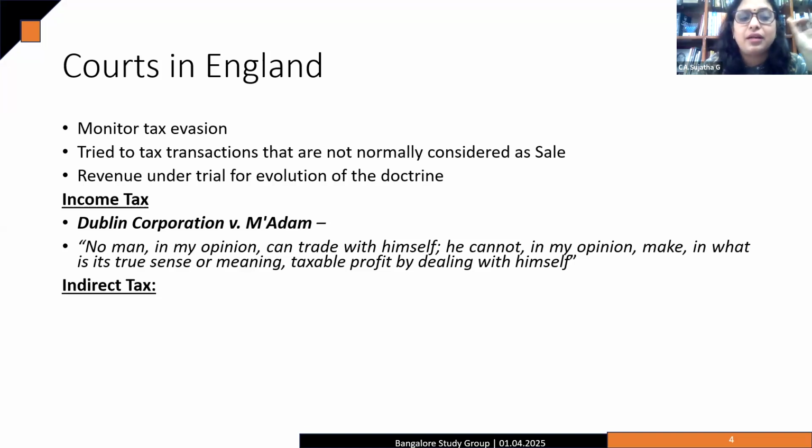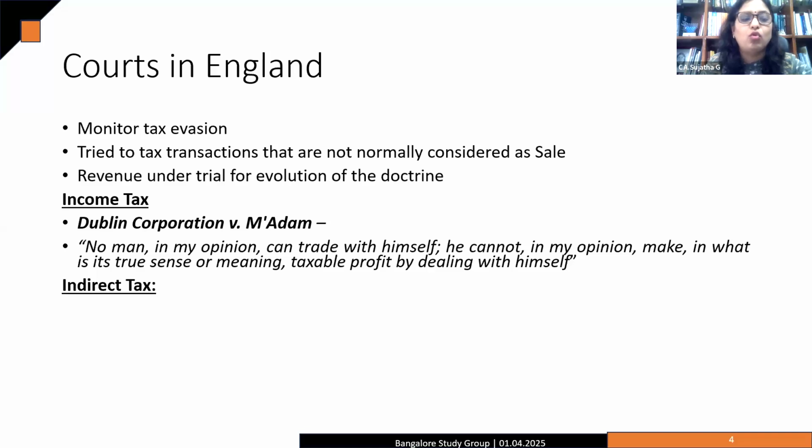there was a first case, Dublin Corporation versus McAdam. This is a case of income tax, wherein the water corporation was collecting tax from its members, and then there was a surplus out of the collection after spending. So there was a question before the authority whether the surplus is subject to income tax or not. The courts held that the surplus should not be subject to tax, because no man can profit from himself. This was said by the judge, because this common law doctrine, any doctrine for that matter, is evolved from the statements of the judges.